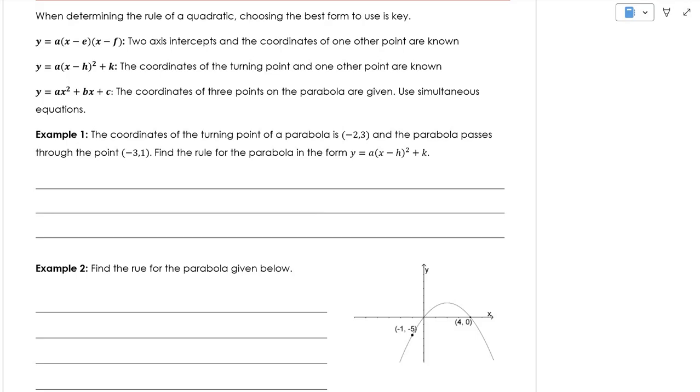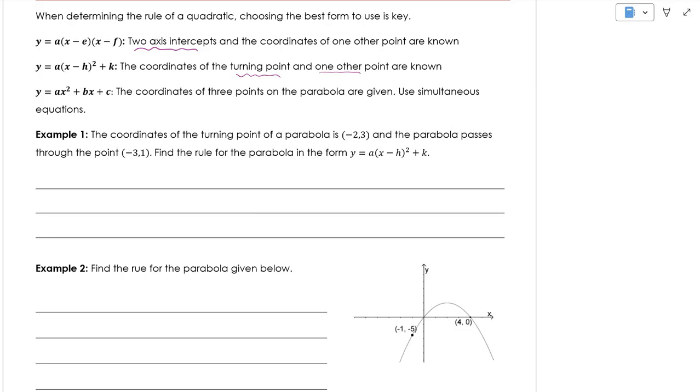So in the case of using intercept form, you want to know at least two of your axis intercepts, and then the coordinate of at least one other point so that you can figure out that dilation factor. If you've been given the turning point and one other point, you should be able to use that form a(x minus h) squared plus k. And then if you've just been given the coordinates of three random points, you'll just have to use your simultaneous equations. And in that case, hopefully you have your calculator handy.